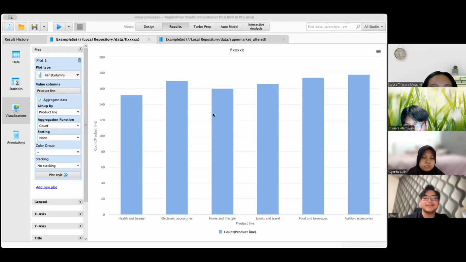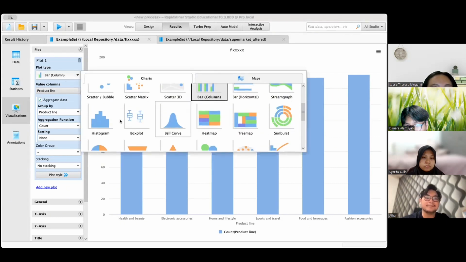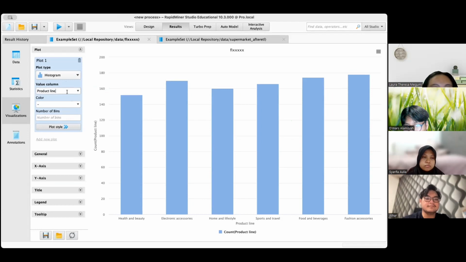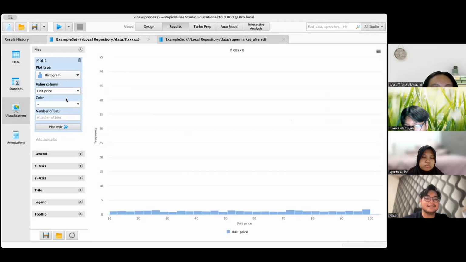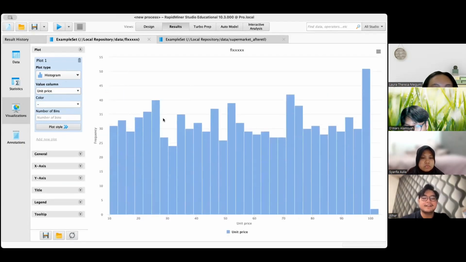So the next visualization is for the unit price. We'll use the histogram plot type. And these are the results. Based on the calculation from the data mining, it is known that the unit price based on the product category is up to 100, with the frequency from 1 to 50.